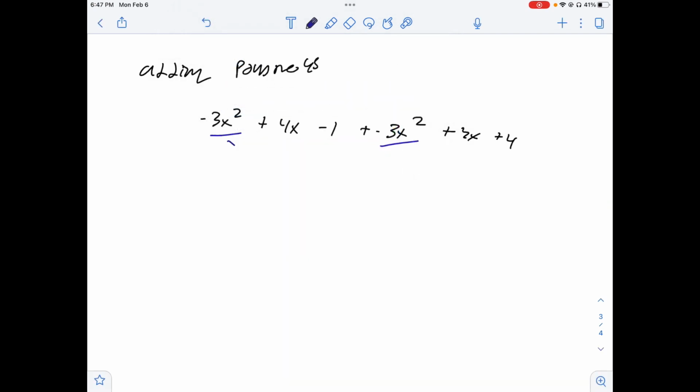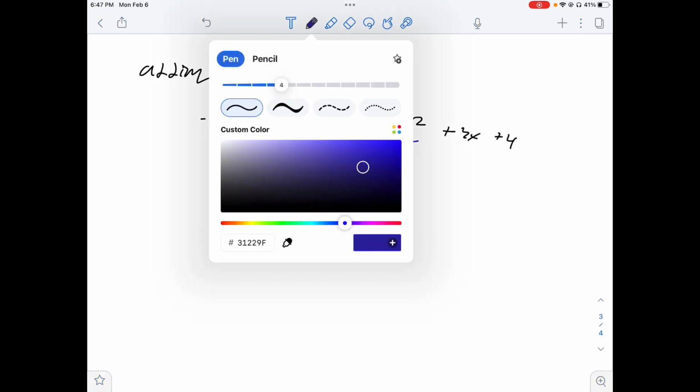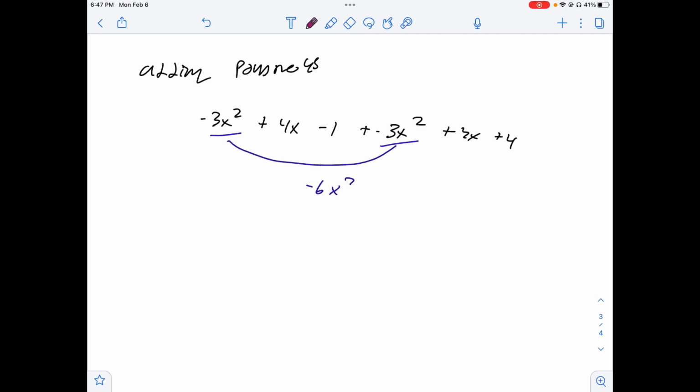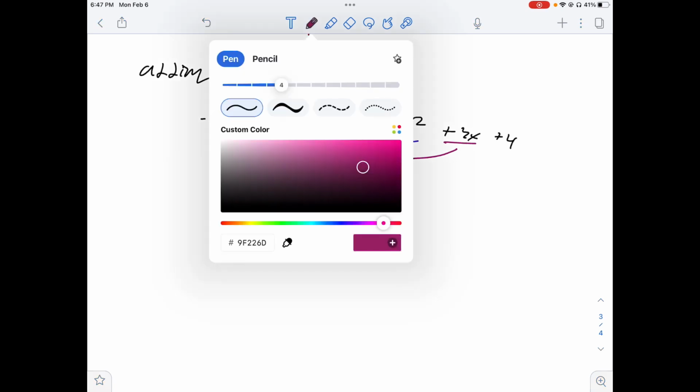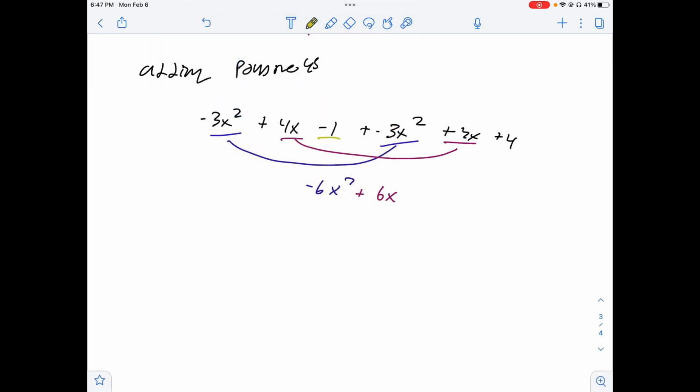So I would combine those, and that comes out to negative 6x^2, and then I can combine 4x and 2x, which comes out to plus 6x, and then lastly, I can do negative 1 plus 4, which comes out to plus 3, which my answer is then negative 6x to the power of 2 plus 6x plus 3.